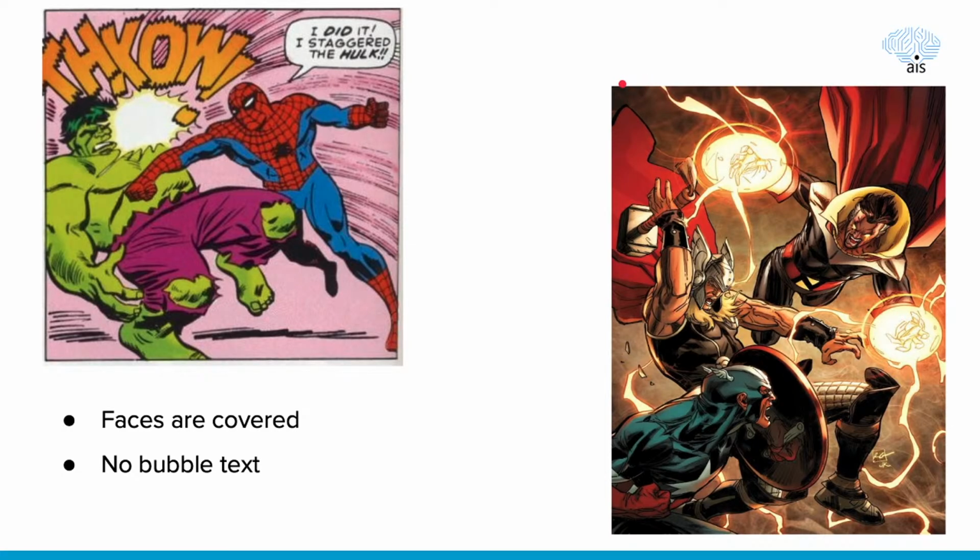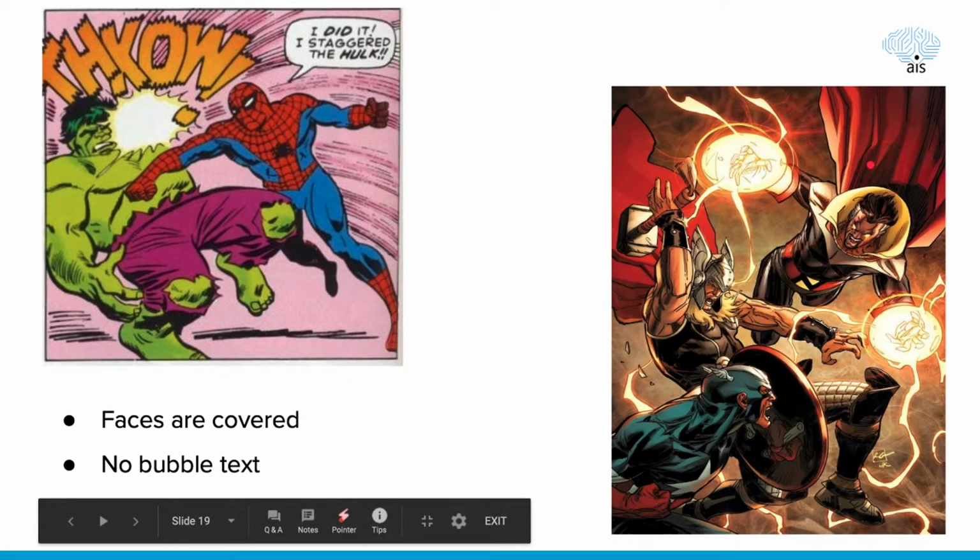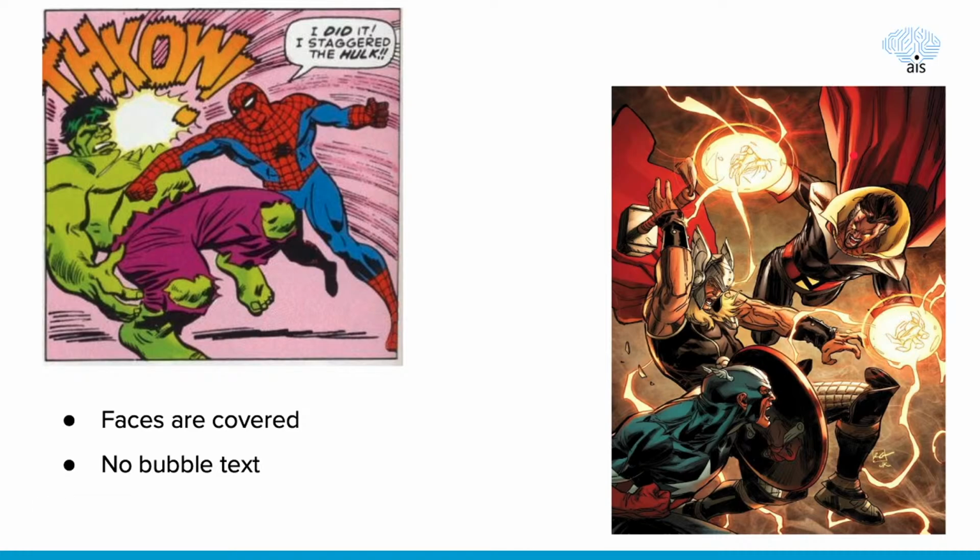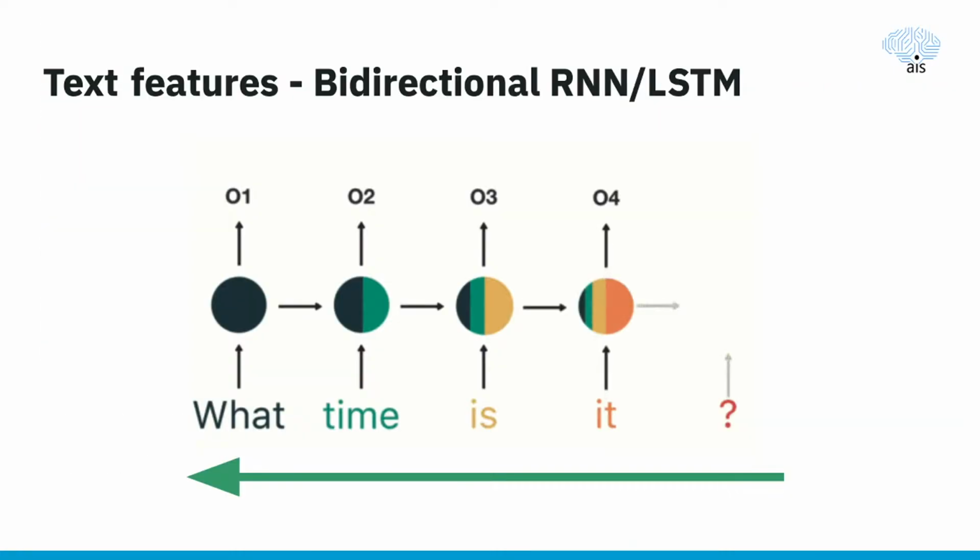There are other edge cases, such as in this comic, where they have no proper text. When we don't have proper text, we simply feed the empty string and add the padding characters. Given the text, in order to extract the textual features, usually we use recurrent neural networks.